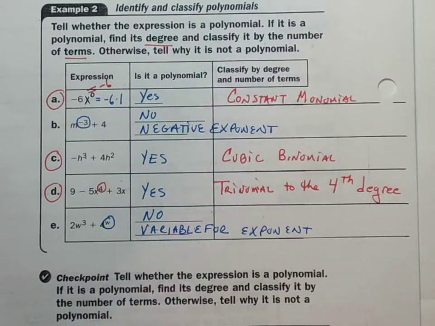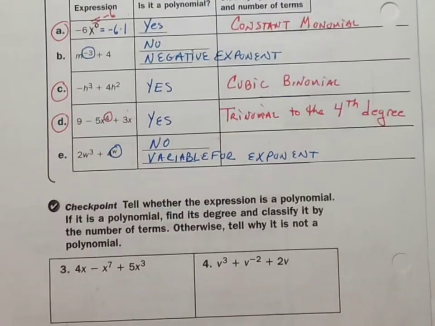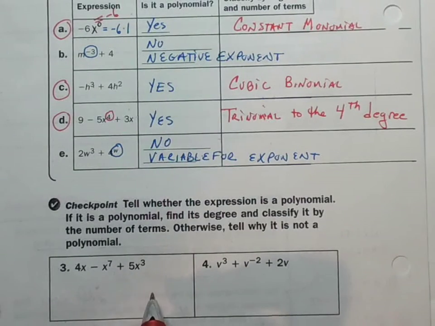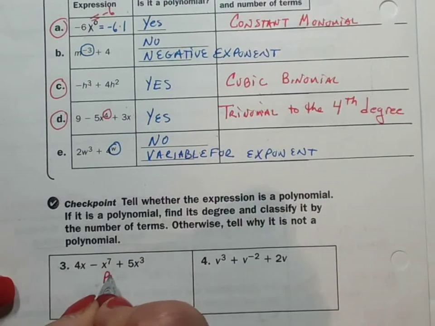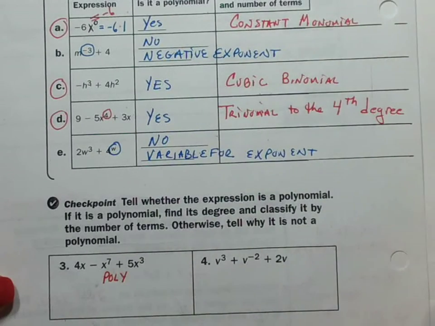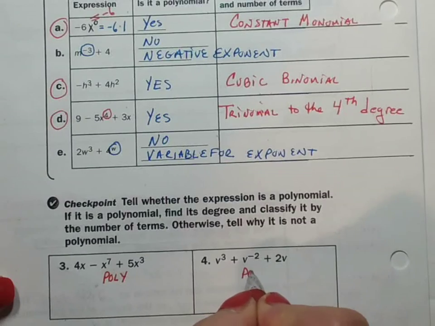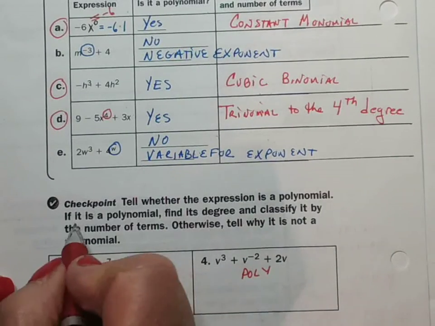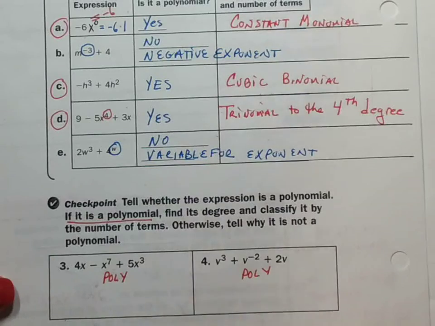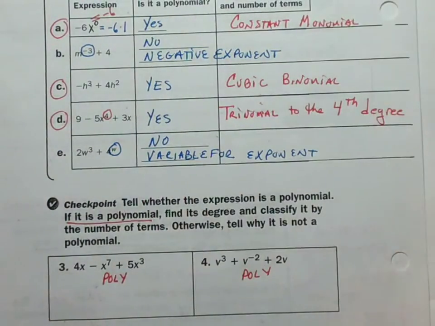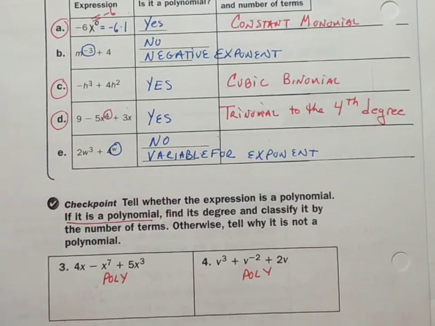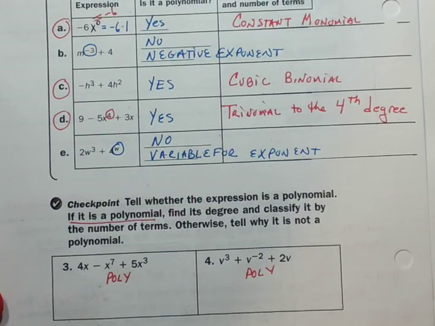So now I want you to do these 2 checkpoints on your own. You're going to tell whether it's a polynomial or not a polynomial. So, is it a polynomial or is it not a polynomial? If it's a polynomial, you're going to name it. So, pause the video. Right? And now I'm going to go through the answers.